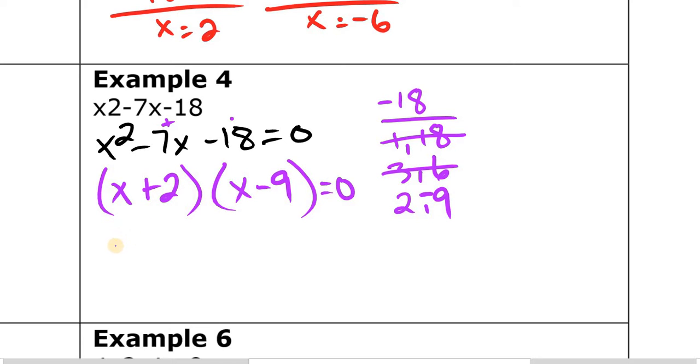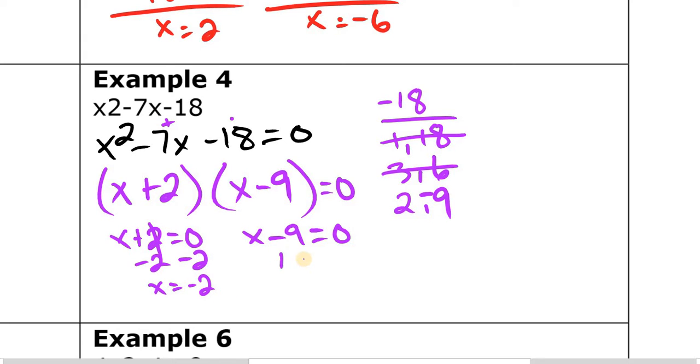Set them equal to 0. X plus 2 is equal to 0. X minus 9 is equal to 0. Minus 2, X is equal to negative 2. Plus 9, X is equal to 9.